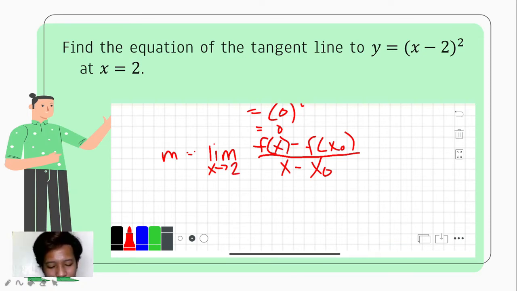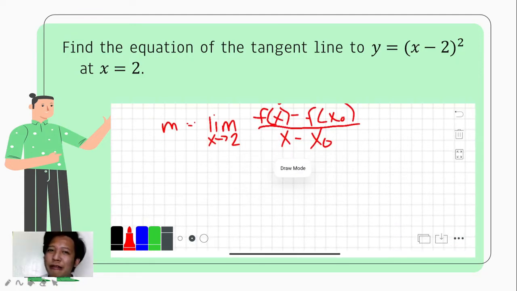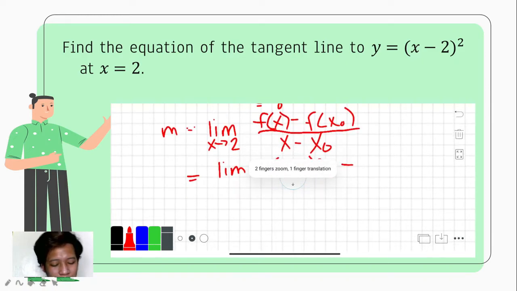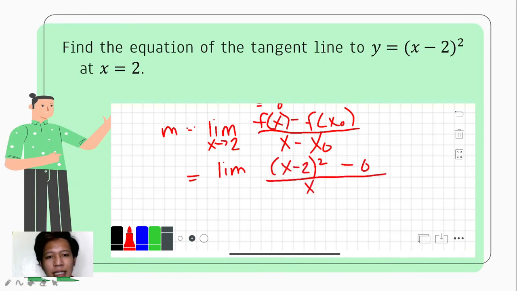Alright, so we are now ready to substitute the necessary values to our formula. We have here the limit of, what is our f of x? Our f of x is x minus 2 squared, minus our f of x sub 0, which we computed earlier, that is 0. So we have 0 over x minus 2.